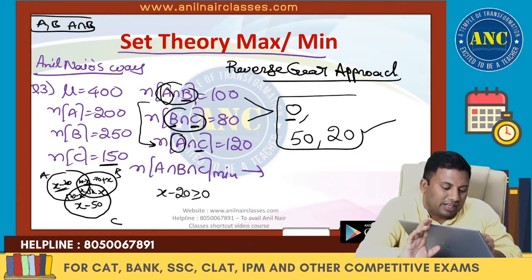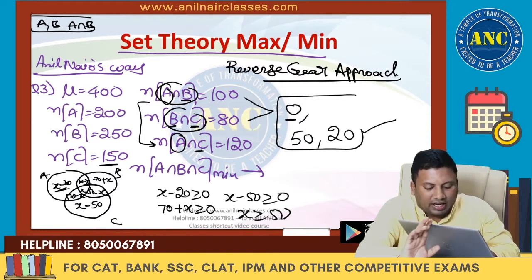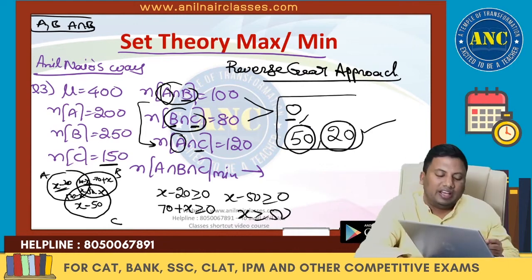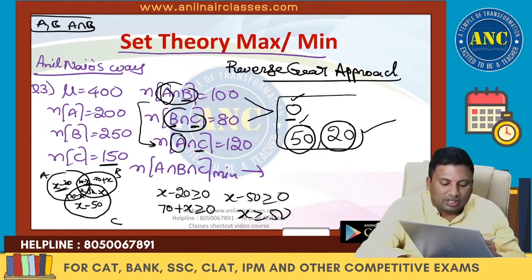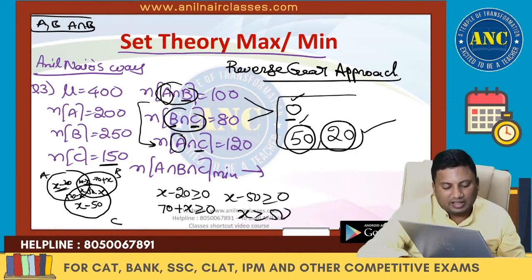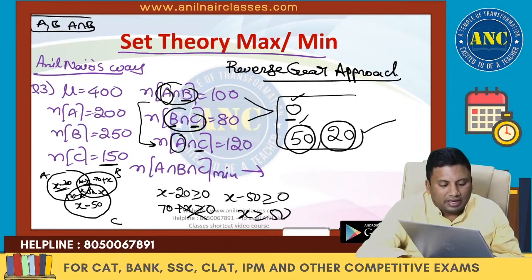X minus 20 greater than or equivalent to 0. 70 plus x greater than or equivalent to 0. X minus 50 greater than or equivalent to 0. X greater than or equivalent to 50. This is the value. X greater than or equivalent to 20. This is the value. Because you got a negative value, you substitute that value. Now, which value will satisfy this question? It cannot be negative. So if I take x greater than or equivalent to 20, 20 minus 50 is minus 30.